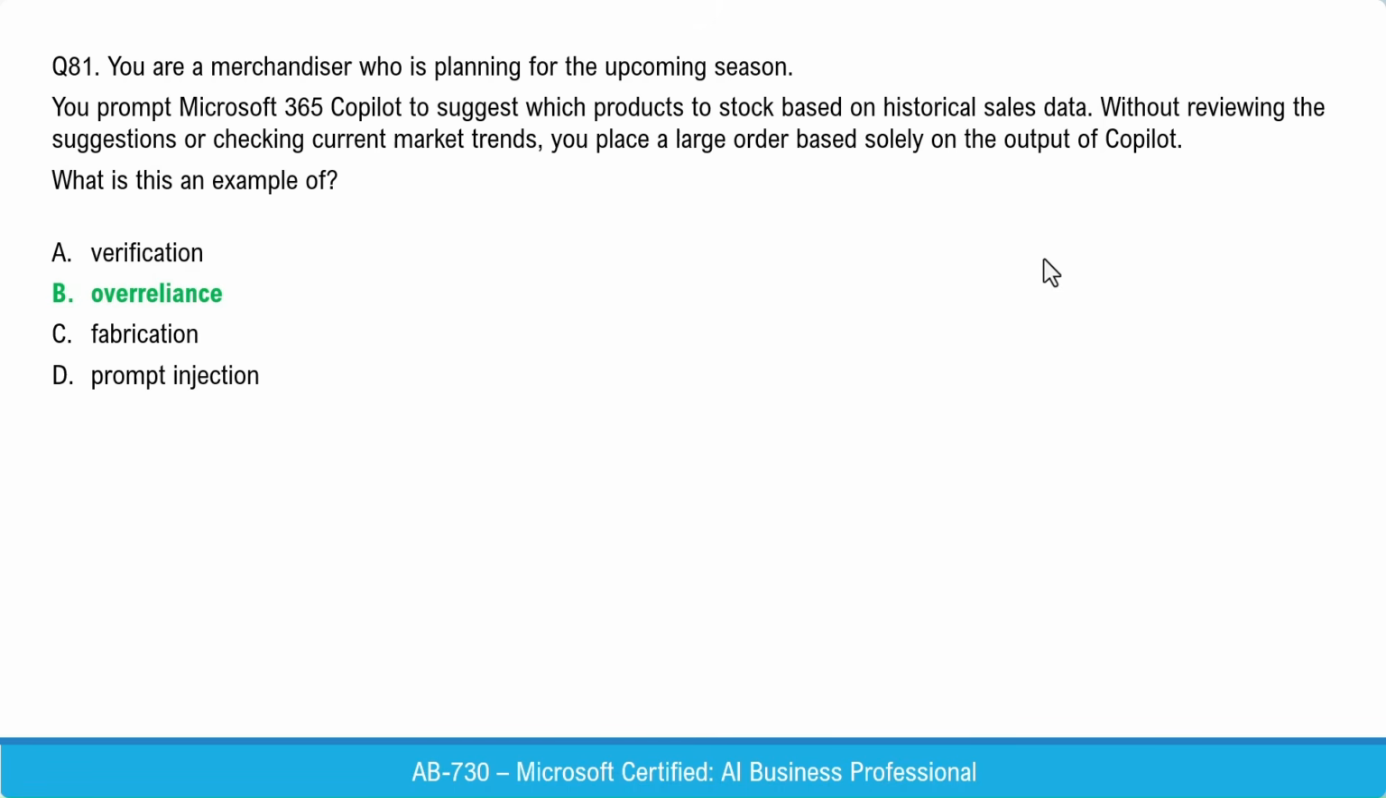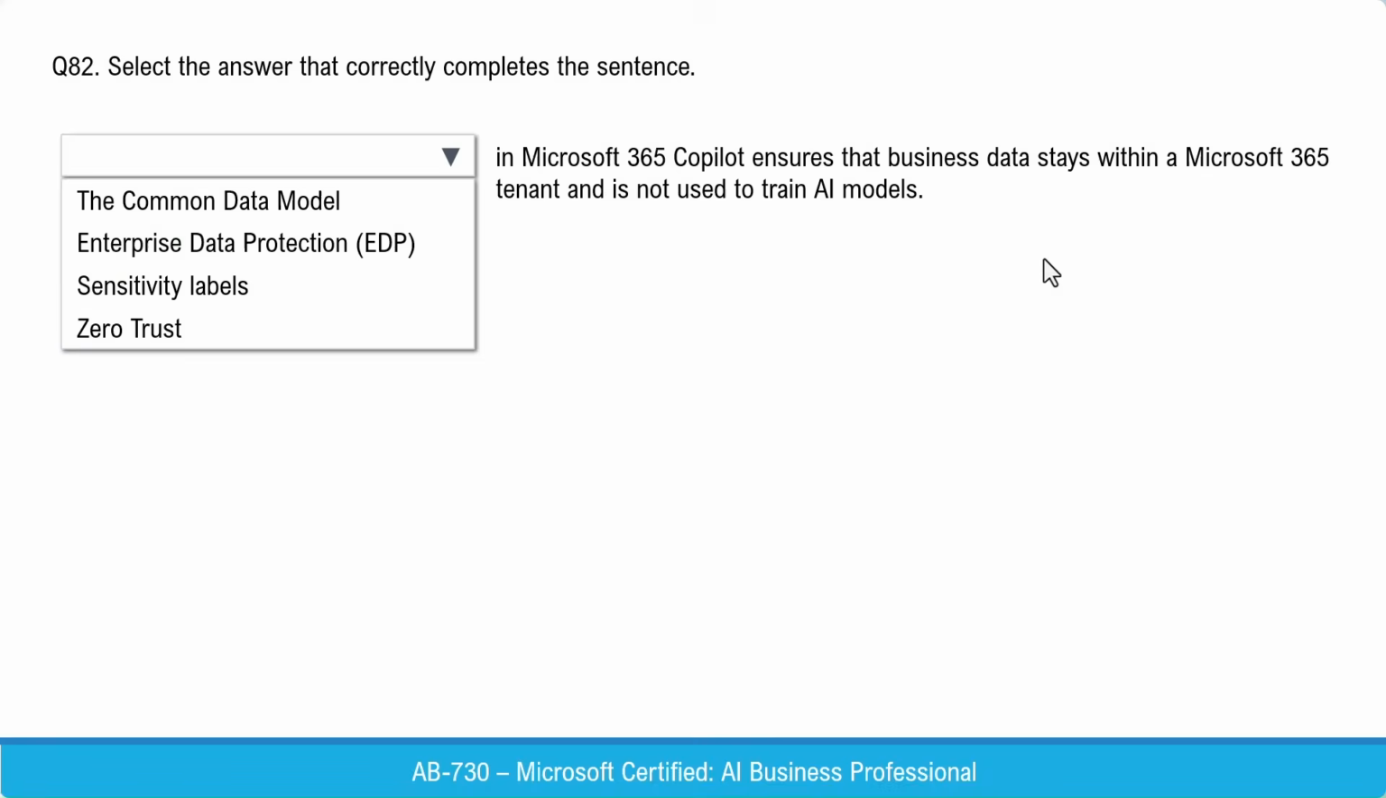Now let's eliminate the other options. Verification would mean you actually check the output before acting, which you did not do. Fabrication would mean the AI generated false or made up information, which is not mentioned over here. And prompt injection is a security attack scenario, which is also not relevant to the problem at hand. And the correct answer is B, over-reliance.